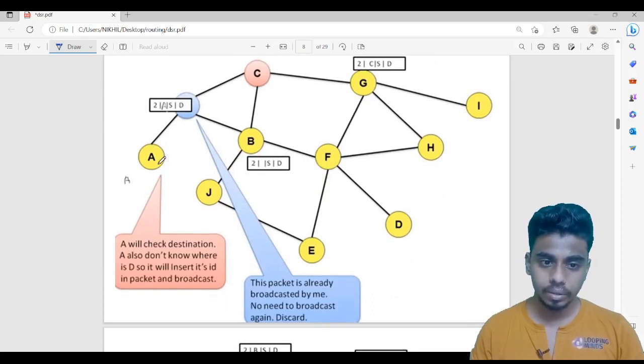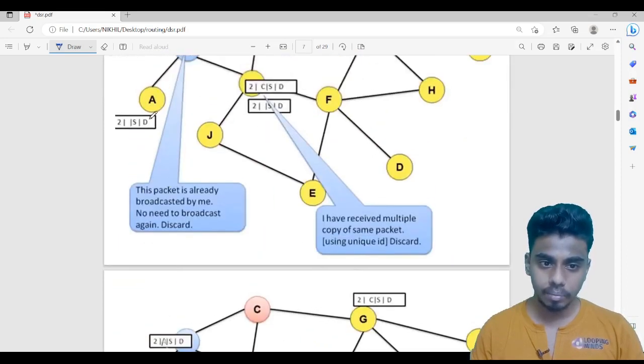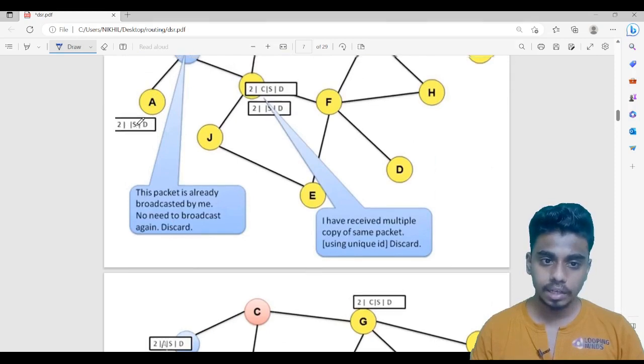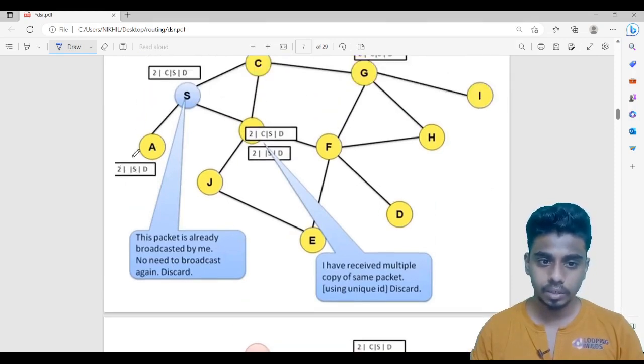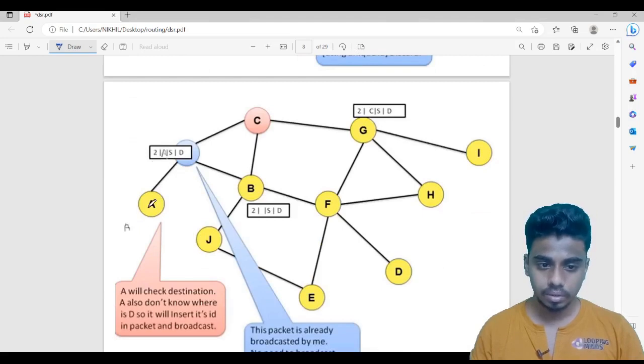Now what does A do? Initially A received a packet from S, right? But it doesn't have any information about the destination. It will add its own ID here, and it will be broadcasted to its neighbors. That is, this will be broadcasted to S. S has already received the packet, so this will be discarded. Now let us look at the case with C. C has broadcasted to its neighbors, right? S, B and G. S and B have discarded their packets. The packet that is sent to G is still remaining.